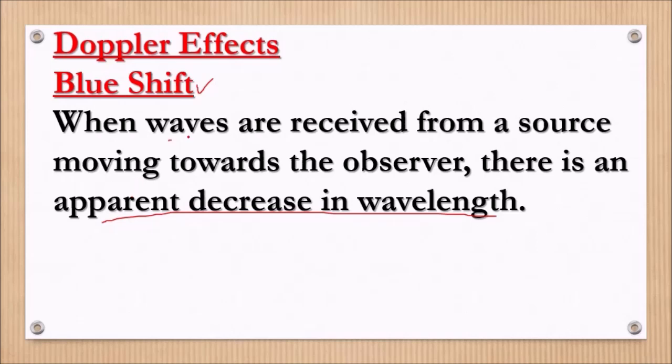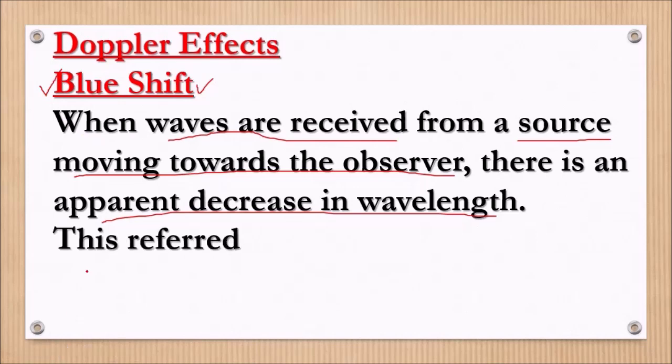Blue shift means that waves are received from a source moving towards the observer. There is an apparent decrease in the wavelength. This statement clears the concept of blue shift. This is referred to as blue shift. Hope that there is no problem understanding blue shift.